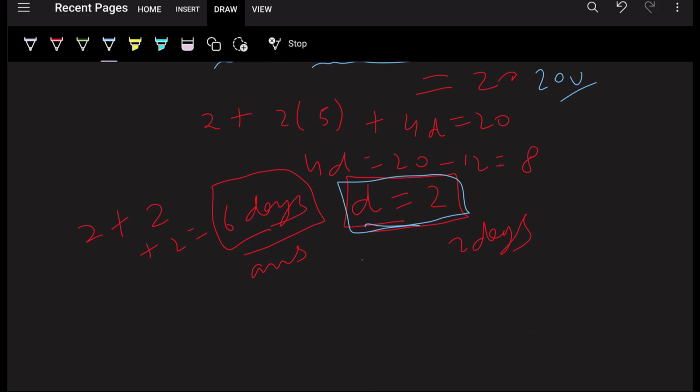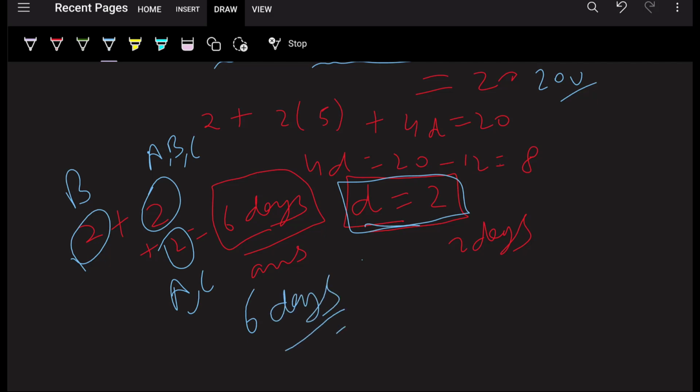So 2 days A plus C will work together. Now the total days to get the work done will be what? B will work for 2 days, A plus B plus C works for 2 days, and A and C work for 2 days. So total 6 days. It is our answer.